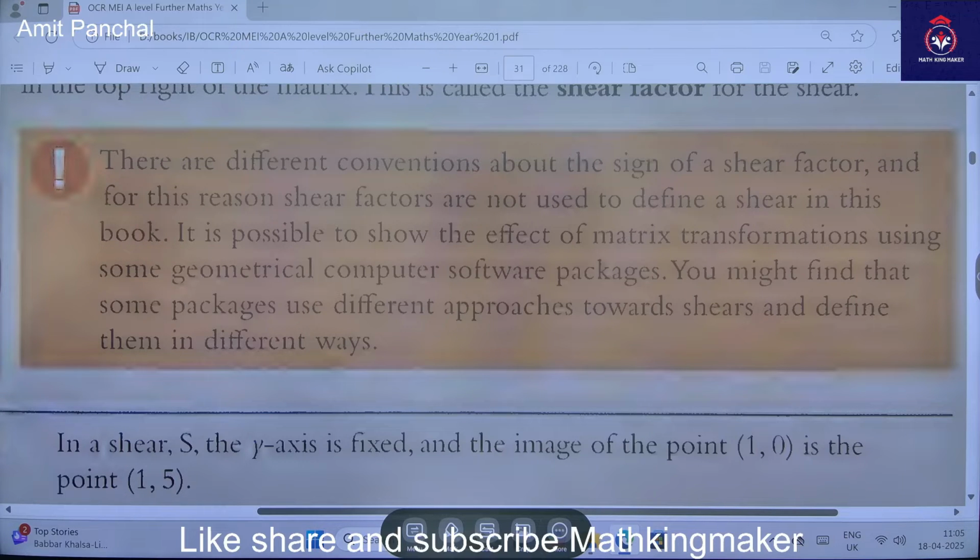So in your book, this shear you will not do in your notebook. It will be done by software only.